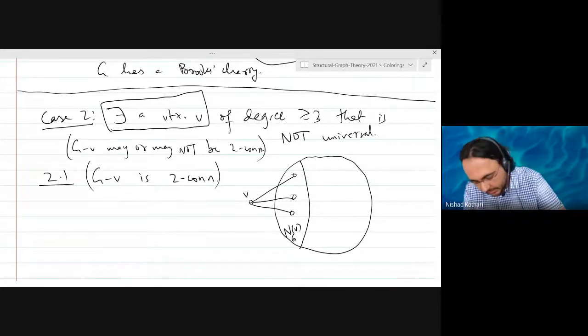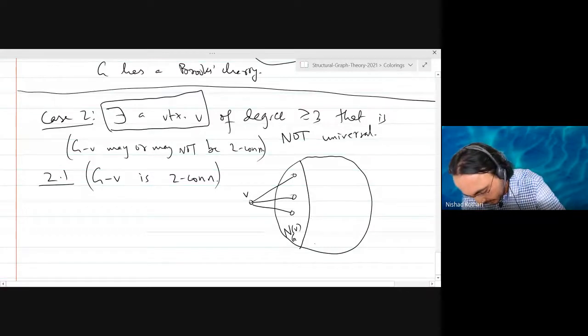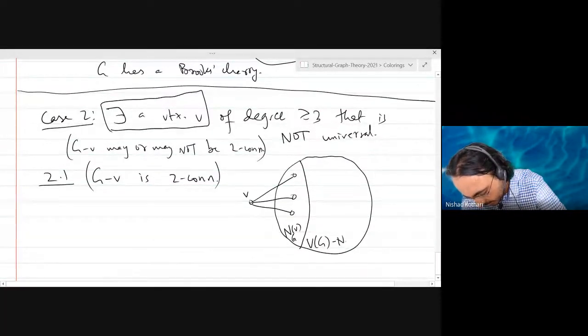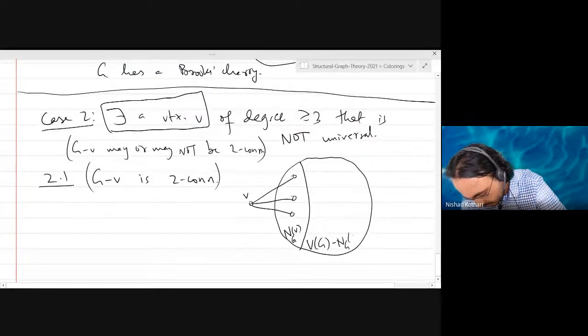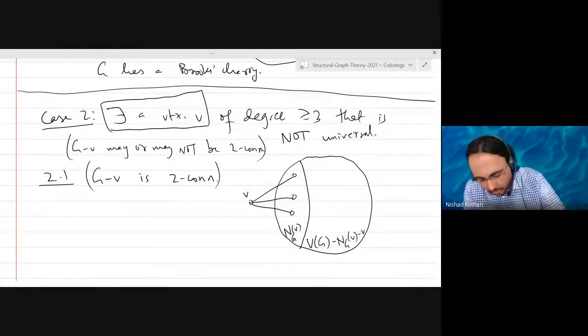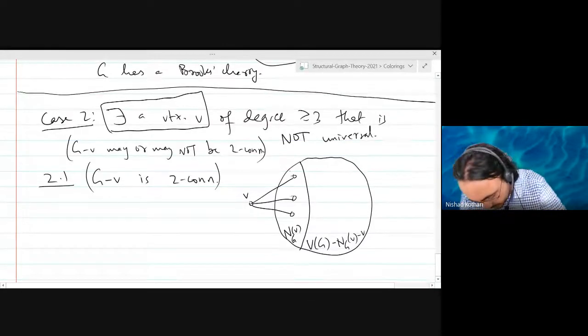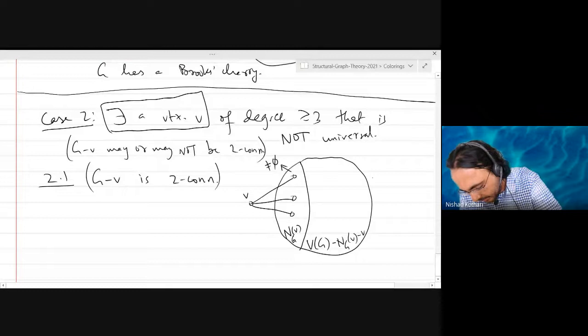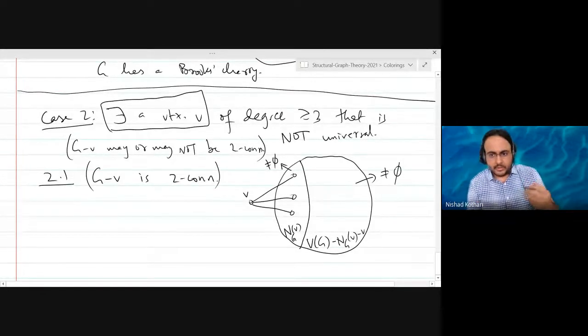So these are the neighbors of the vertex V, and these are all the vertices of the graph that are not neighbors of the vertex V and not the vertex V. Because this vertex is not universal, both of these are non-empty sets, right? This is not empty because the graph is connected, and this is not empty because the vertex is not universal. So there has to be some vertex which is not a neighbor of this vertex.